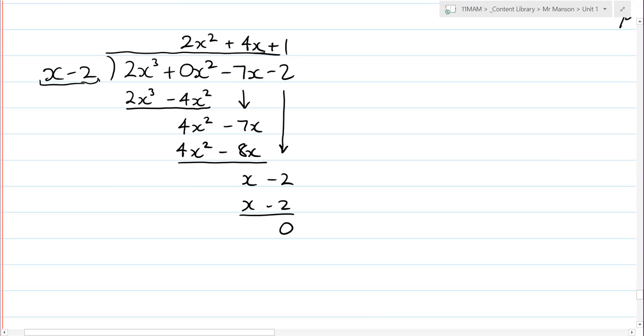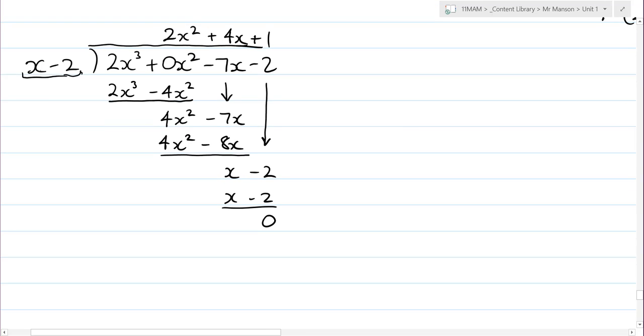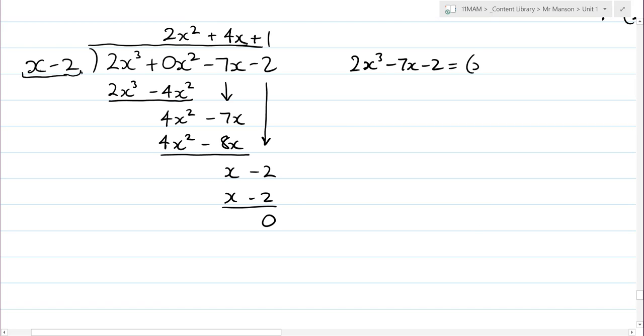But the nice thing here is that now I know that 2x cubed plus, I don't need that 0x, negative 7x minus 2 is equal to x minus 2 times 2x squared plus 4x plus 1. So I've got my p of x, d of x, and q of x, my quotient. And the remainder is 0, so I don't need to put that on there.